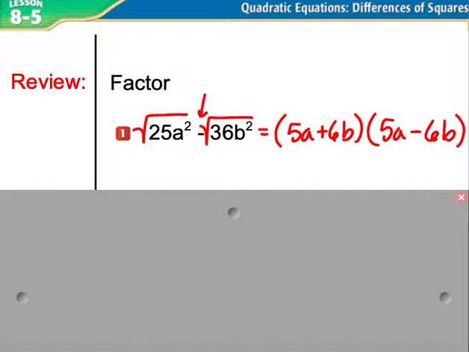And then it's always a question, are there any other perfect squares that are differences of two squares left to factor? In this case, no, there's not, so this one is done.